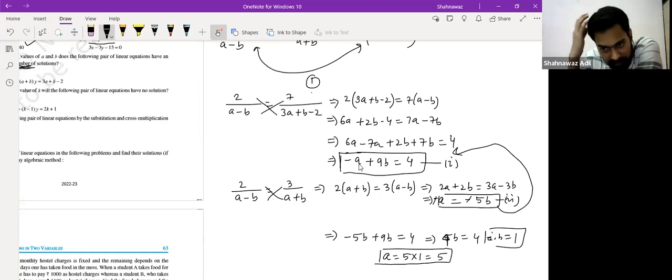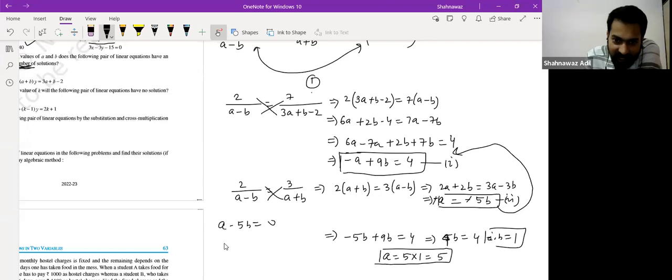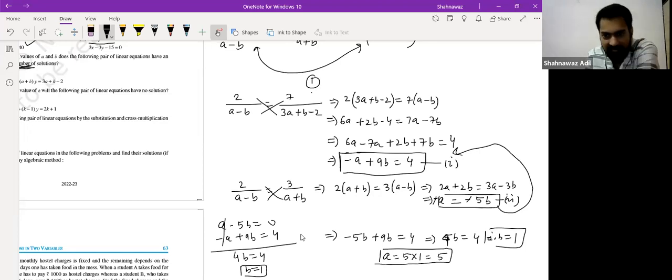Otherwise, if you wanted to use the elimination method, then we have written a minus 5b is 0 and minus a plus 9b is 4. So we added, and this becomes 4b is 4. So b is 1. Any method we can choose, but this came out to be a direct substitution method.